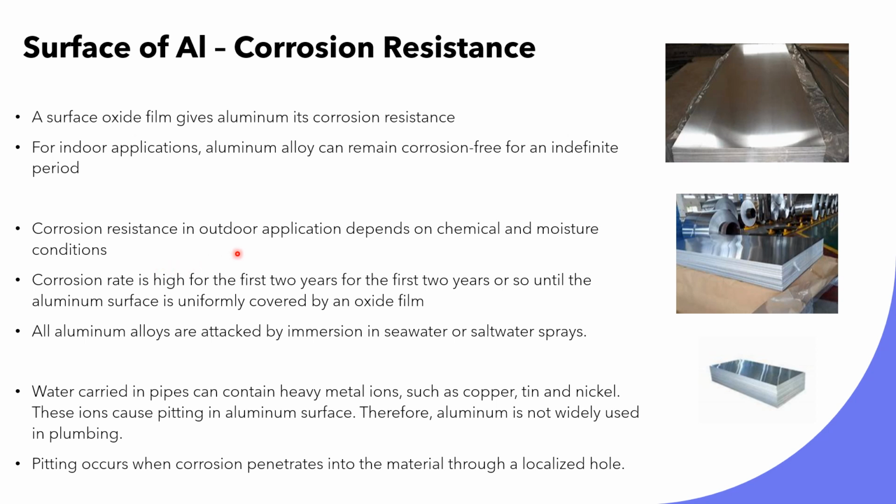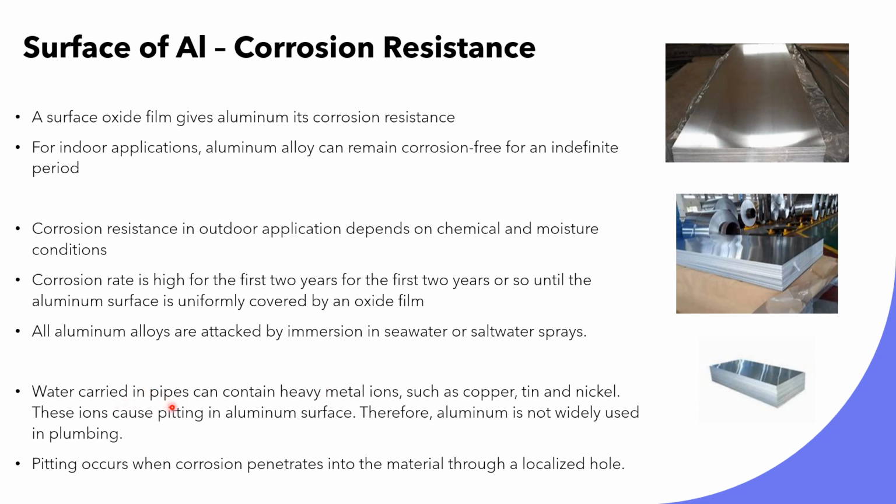Again, when you think about outdoor application, corrosion resistance depends on the chemical and moisture conditions in that environment. The corrosion rate is usually high for the first 2 years. But after that, the aluminum surface becomes covered uniformly by an outside film, and that protects the aluminum. Aluminum alloys are attacked by seawater and also seawater spray, so you don't want to use aluminum in contact with seawater.